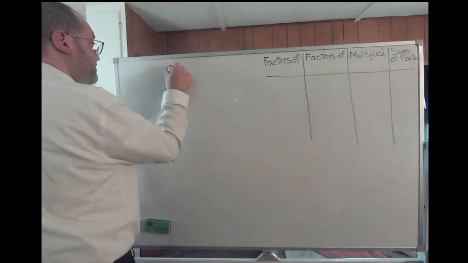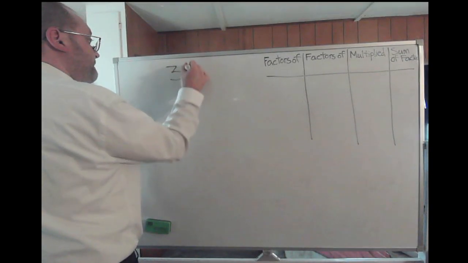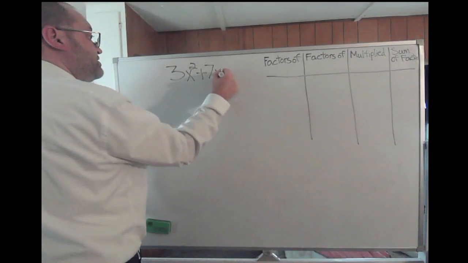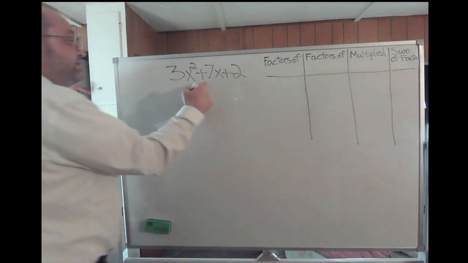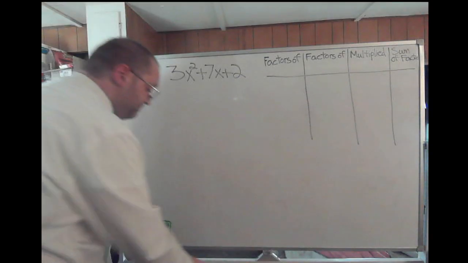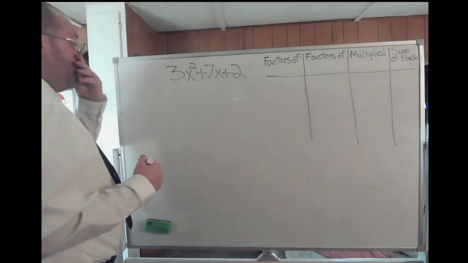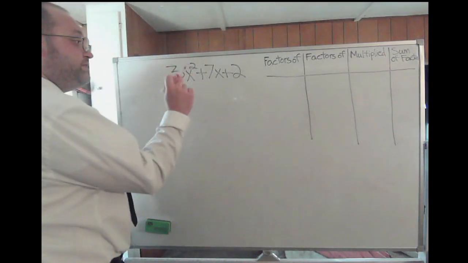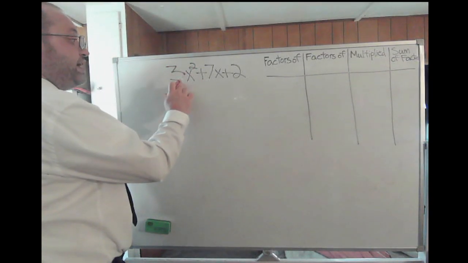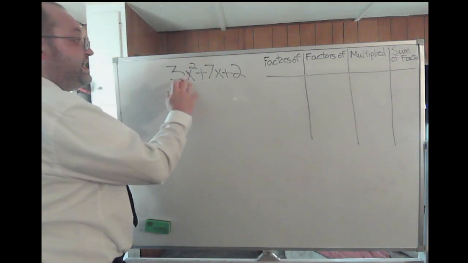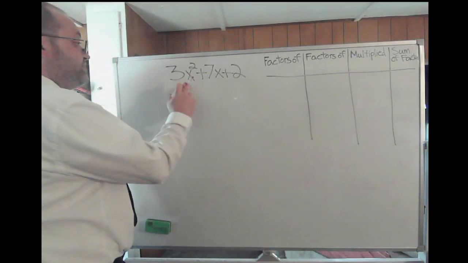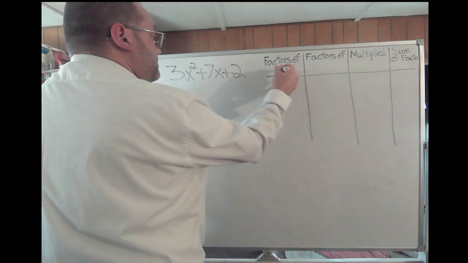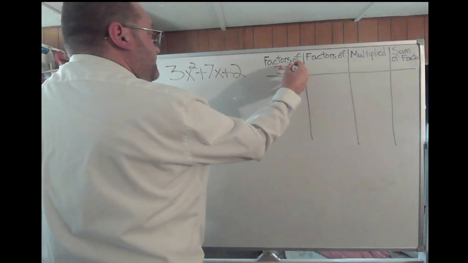We have 3x squared plus 7x plus 2. So we've been given 3x squared plus 7x plus 2. So when the coefficient of the x squared term is anything other than 1, you have to consider factors of 3x squared. You got to consider factors of the whole thing.